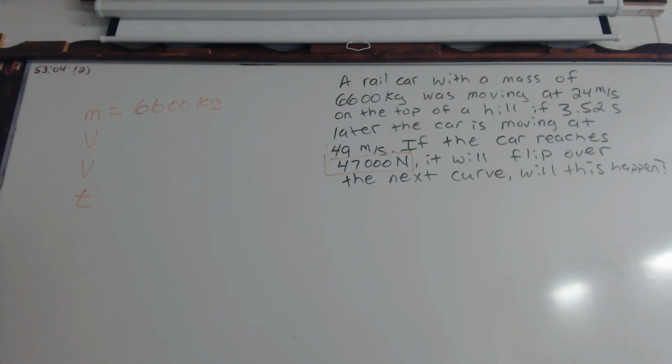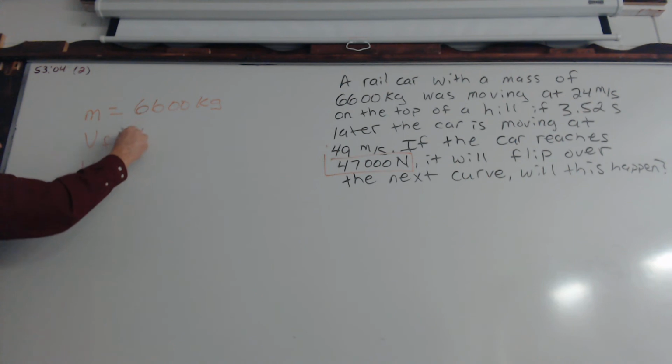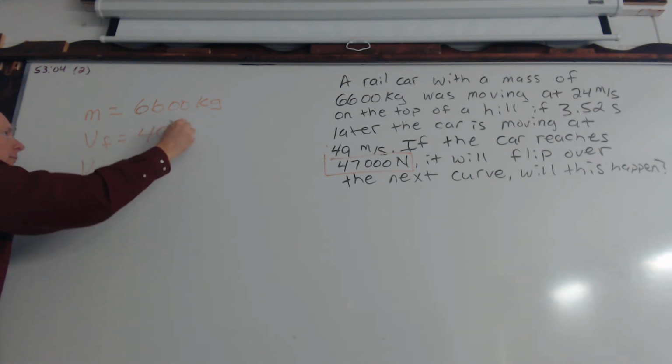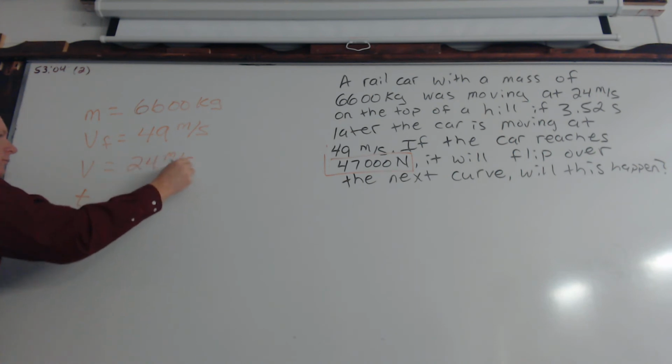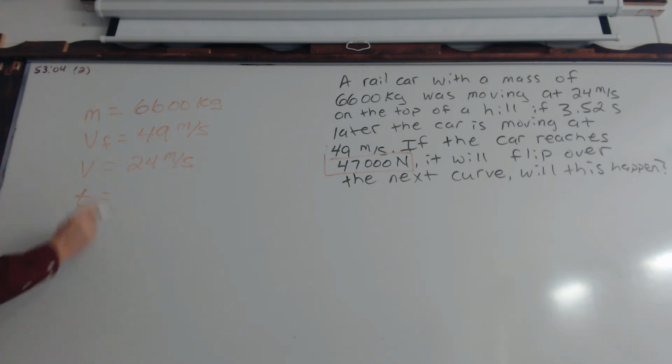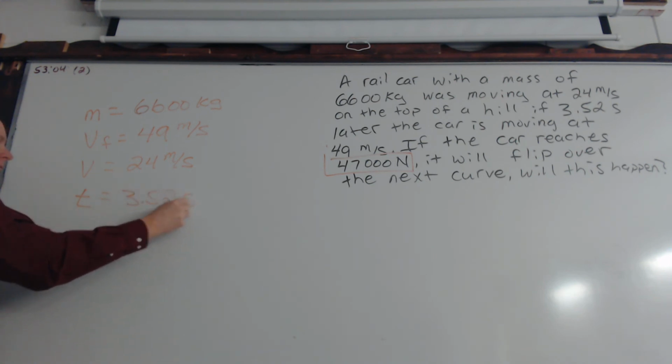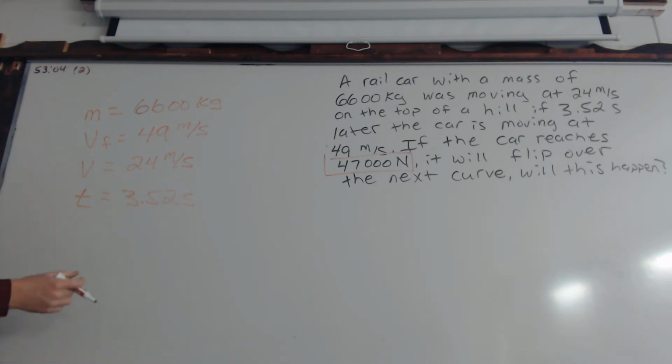Okay, what is 49 meters per second? Yes, it's a velocity, but which one? What's the initial velocity? What's the time then? 3.47 seconds. Okay, so now you correctly said we need this to find the force, but we also have to have the acceleration.